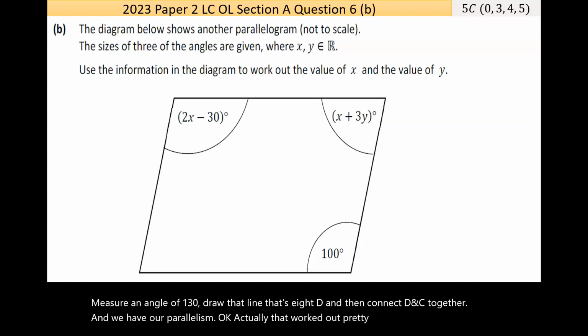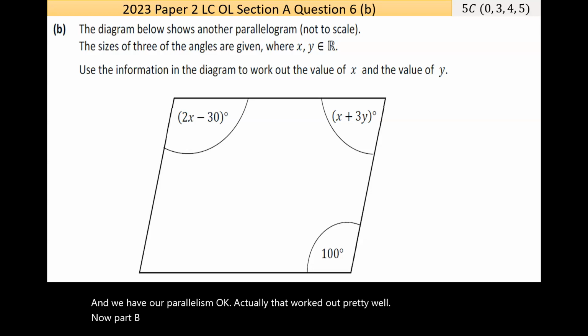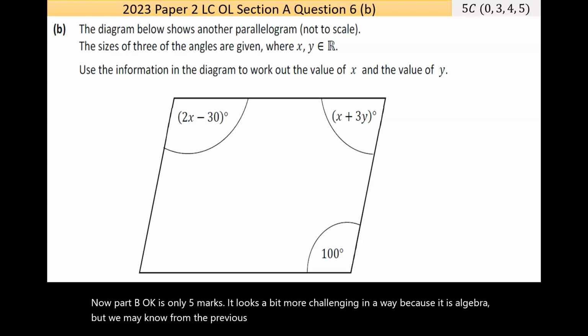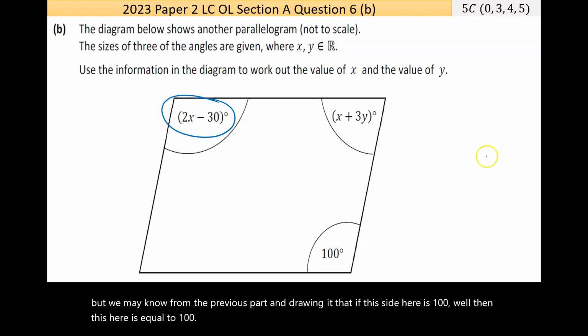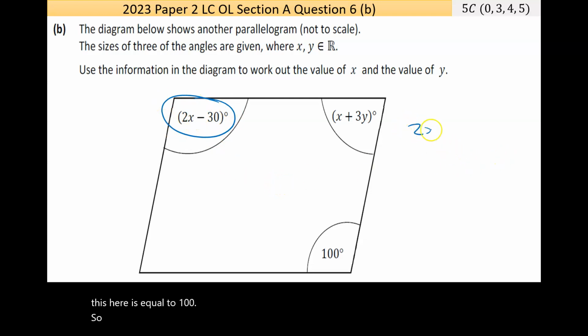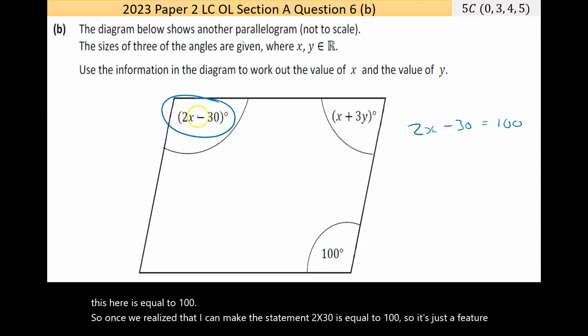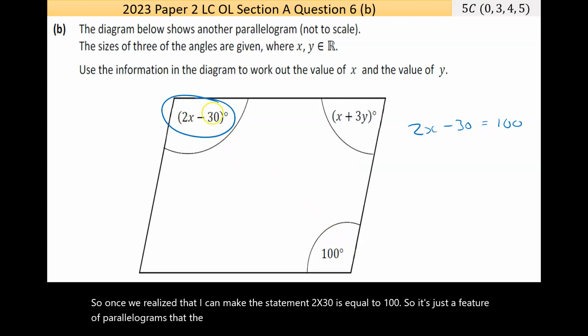Now part B is only 5 marks. It looks a bit more challenging in a way because it has algebra, but we may know from the previous part and drawing it that if this side here is 100, well then this here is equal to 100. So once we realize that, I can make the statement 2x minus 30 is equal to 100. So it's just a feature of parallelograms that the angles opposite each other are equal in size. That's what a parallelogram is.